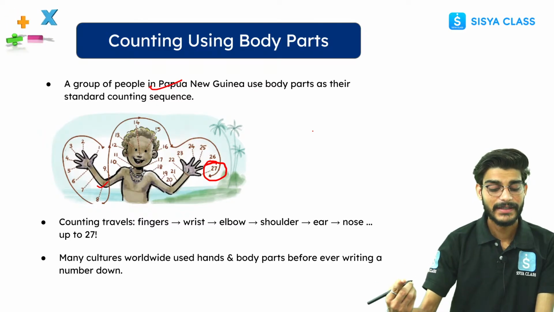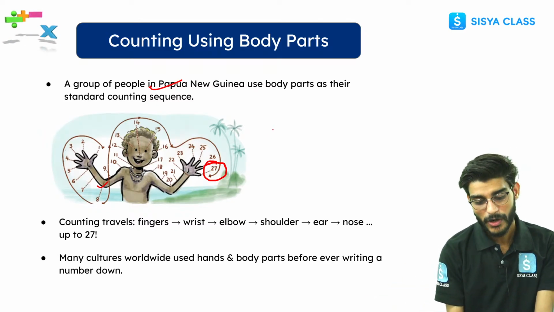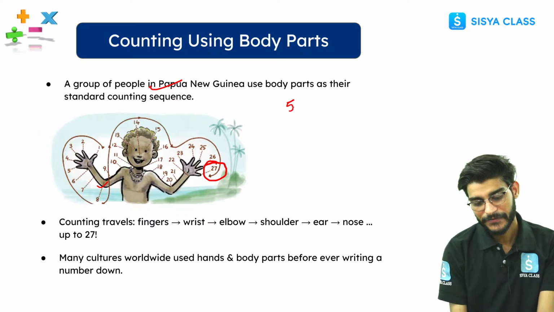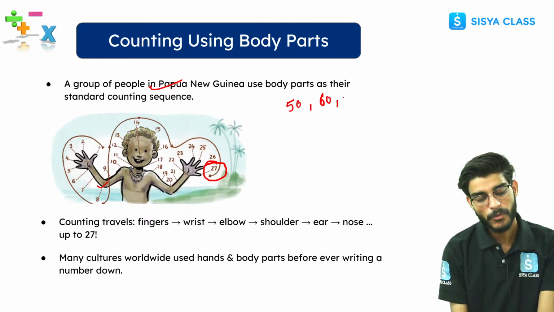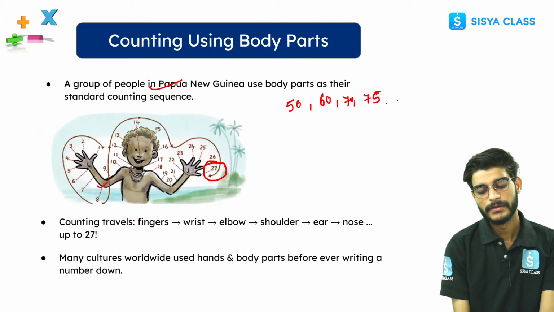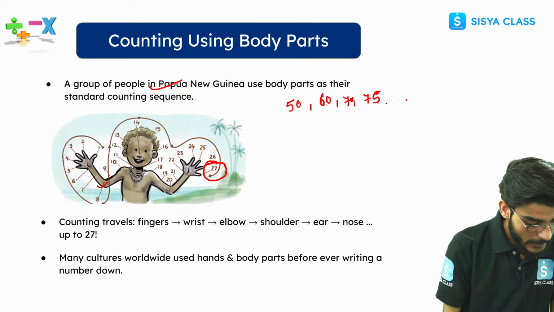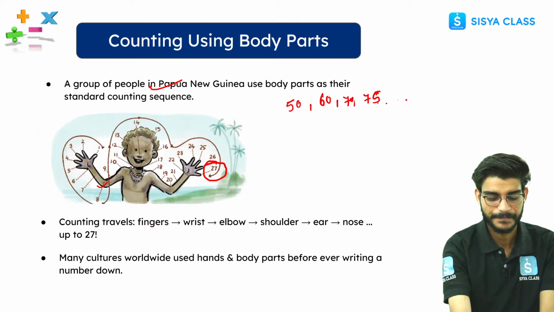But what after 27? How will you count it? It will become difficult, right? So then the next system will come. Obviously, we will talk about that. But what if there are numbers like 50, 60? How will you use your body parts? For 70, for like 75, right? How will you use their body parts here? It will be difficult for you.